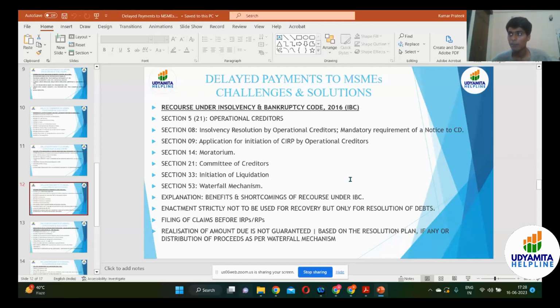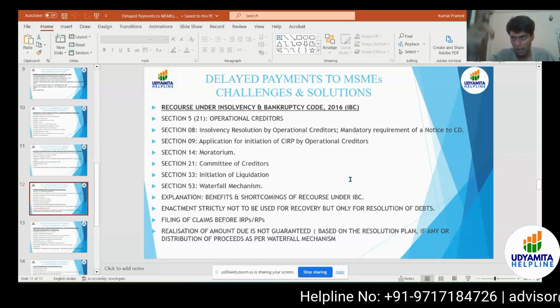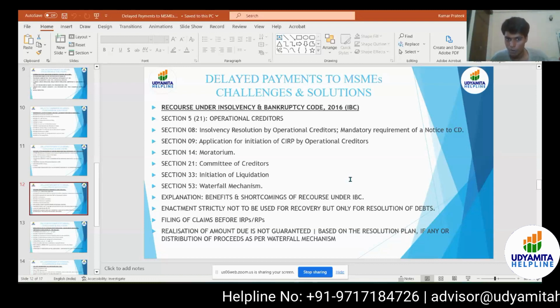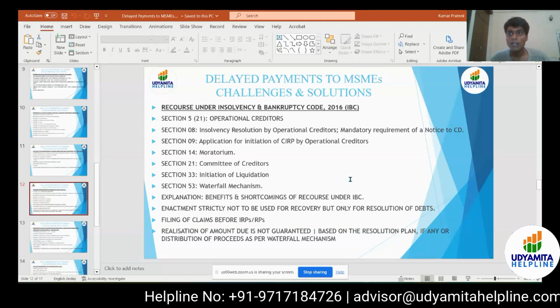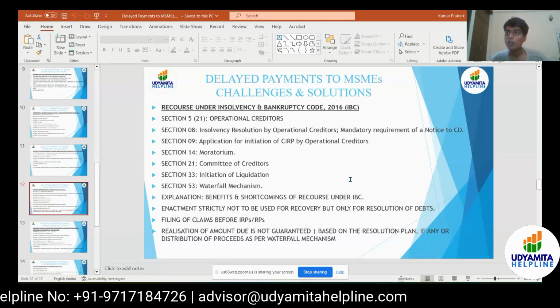Which is the waterfall mechanism. The waterfall mechanism is nothing but it states the priority in which the proceeds should be distributed, right? So it states that the insolvency and CIRP costs are to be paid first, then the employees, the financial creditors, the workmen of the companies would get the priority in getting the proceeds, right? The priority of getting the proceeds of the payment is given under Section 53, the waterfall mechanism.